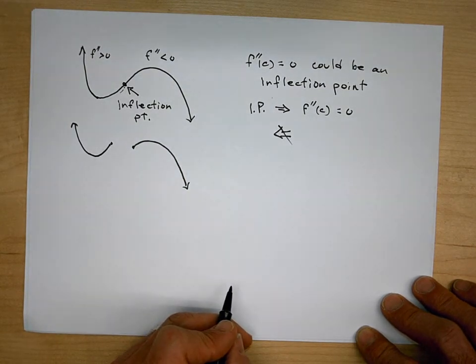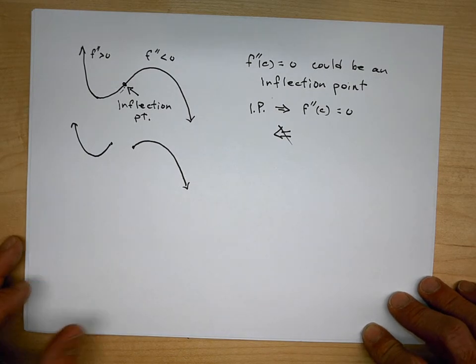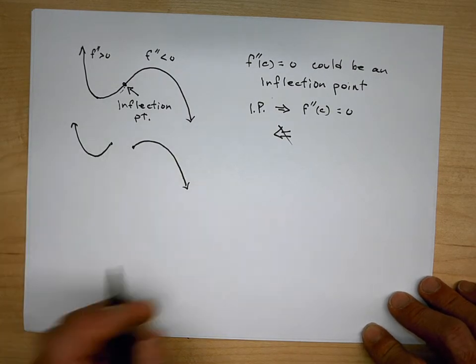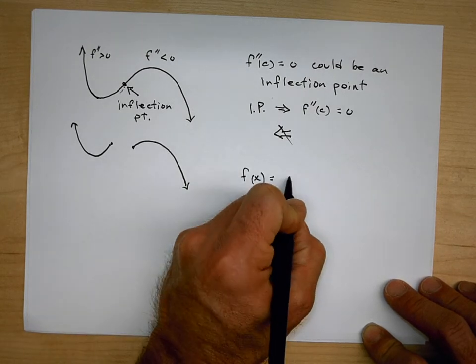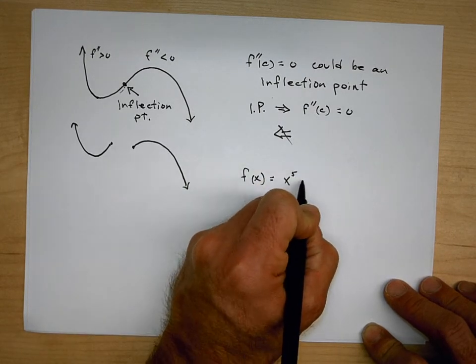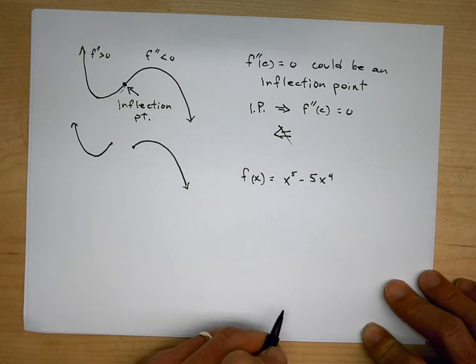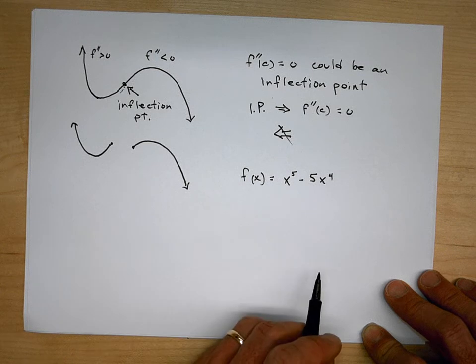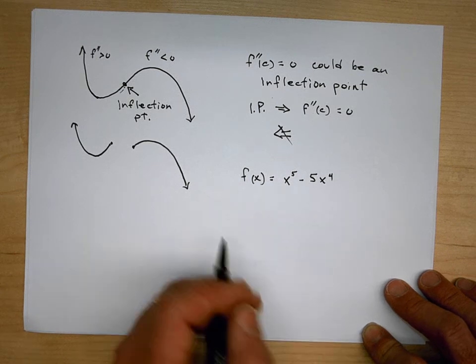Let me give you an example of how we might do this. I'm not giving you a graphical example. Let's just look at an example of a function algebraically. Let's say we have x to the 5th minus 5x to the 4th. Let's try to find the intervals of concavity, where this is concave up and concave down, and find the inflection points.